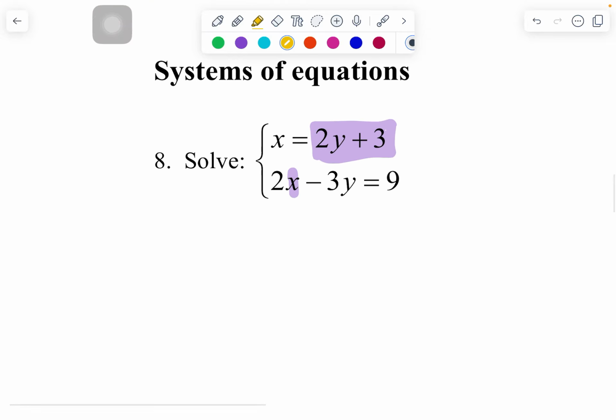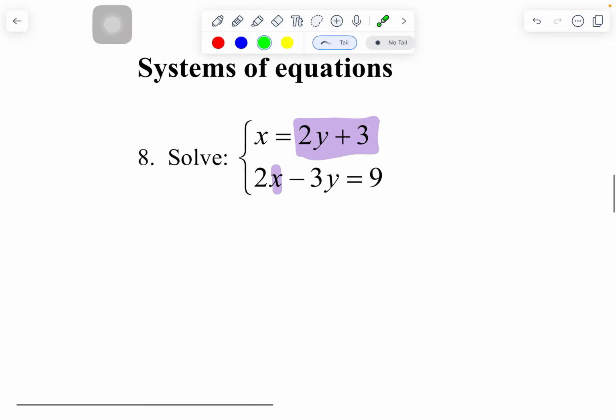I've already kind of highlighted what I know. Right? We know what x is equal to. It says 2y plus 3. So instead of x in the second equation, I am going to substitute. I'm going to replace it. Again, it's a descriptive word for what you're doing to solve.